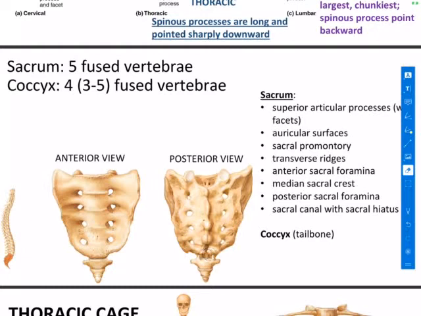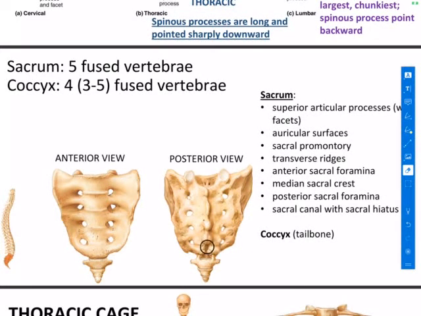And the sacral canal is a canal through this bone. Basically the canal runs between the transverse foramen from superior to inferior, and right behind, or actually it would be right anterior to this median sacral crest.